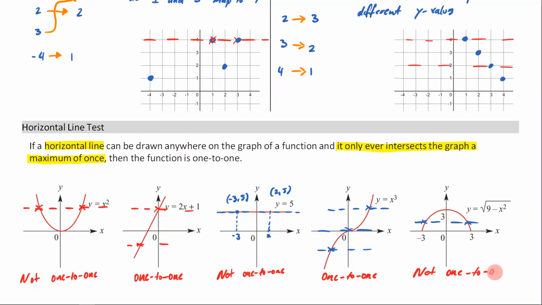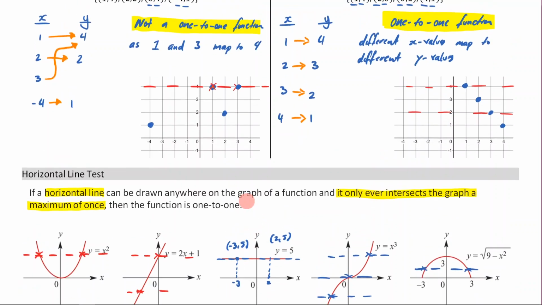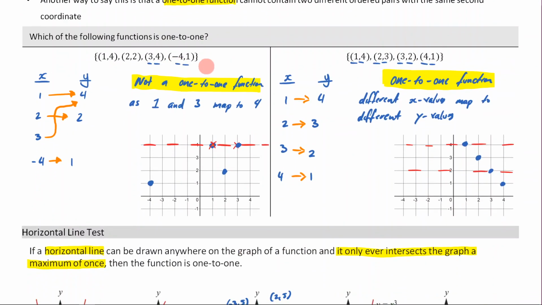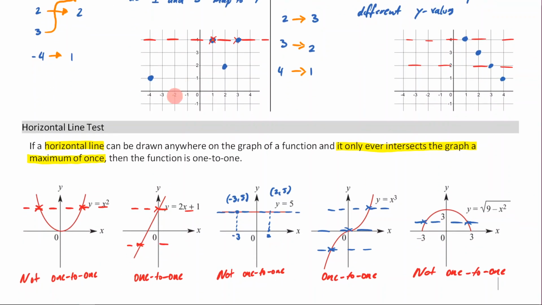So that is a bit of an introduction as to what a one-to-one function is. Hopefully you can do the following. That is, give me the definition of a one-to-one function, be able to recognize one-to-one functions when given a series of coordinates, and also apply the horizontal line test to determine whether or not a graph is one-to-one. Hopefully you have found this useful.